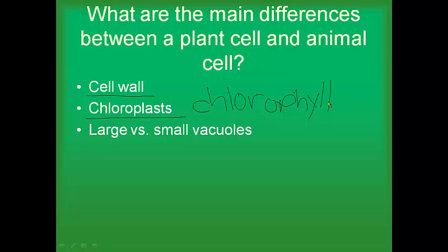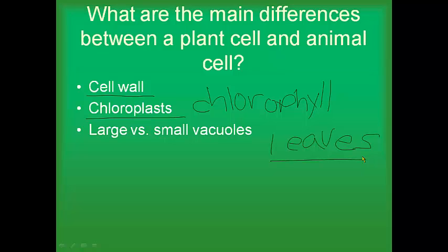The main part of the plant that contains chloroplasts is the leaves, because most photosynthesis, notice I said most, not all, but most photosynthesis takes place in the leaves of a plant. So those are the cells that actually have the chloroplasts.